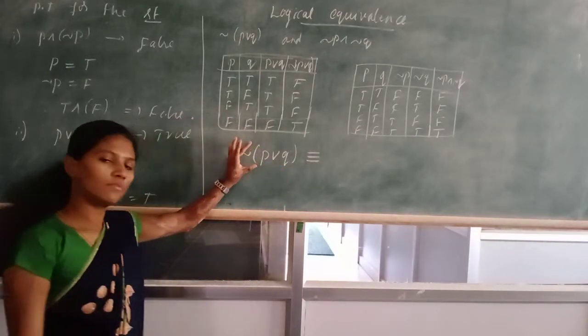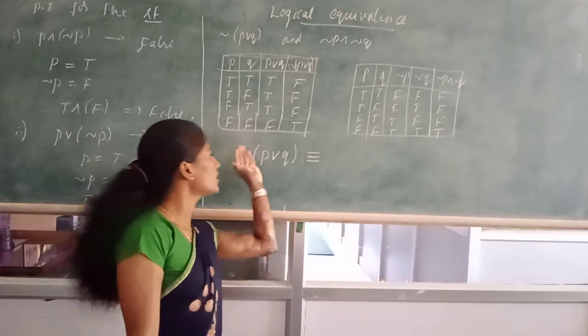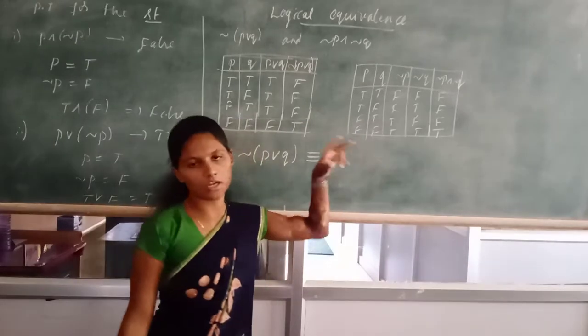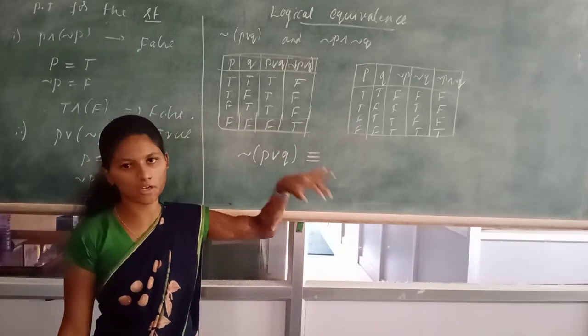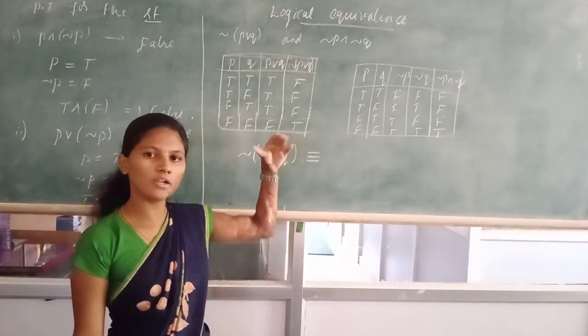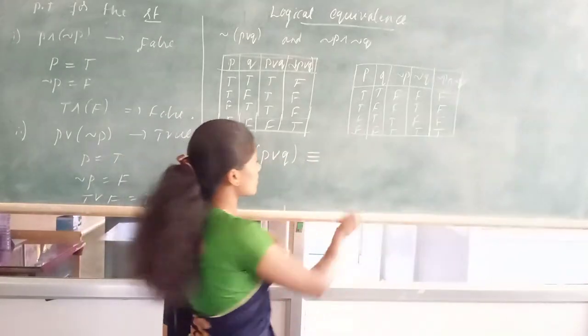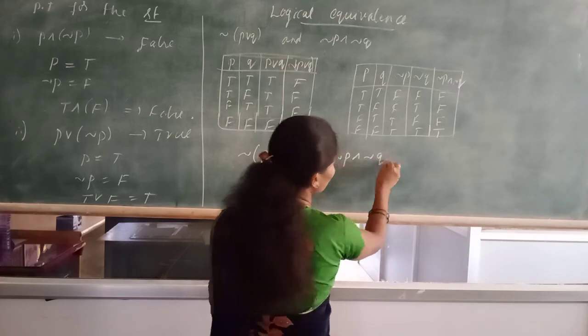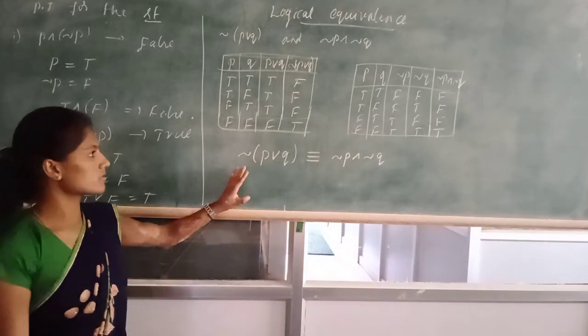So when we apply negation inside this problem, after negation the conjunction is converted to disjunction, and the disjunction is converted to conjunction: negation of P or negation of Q.